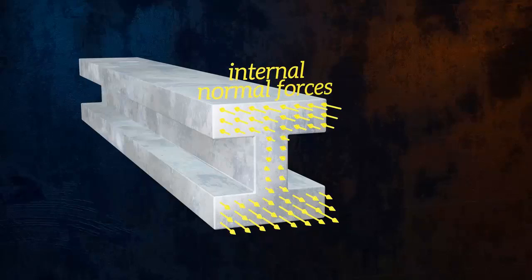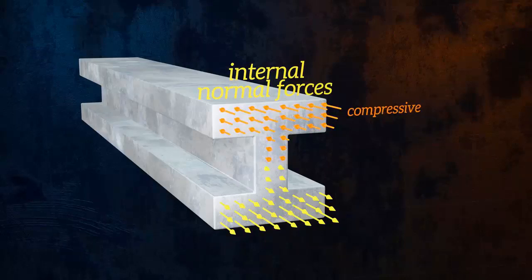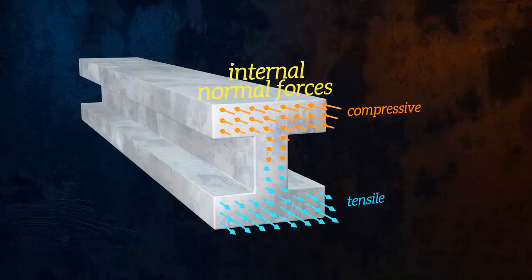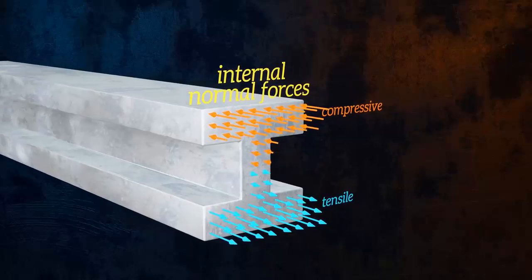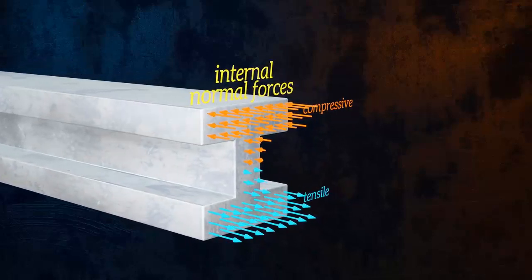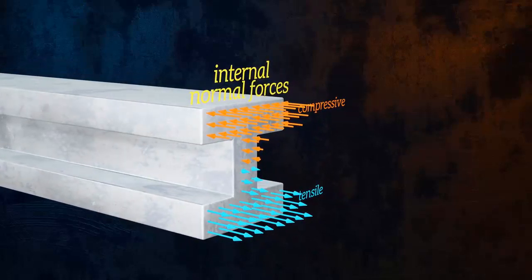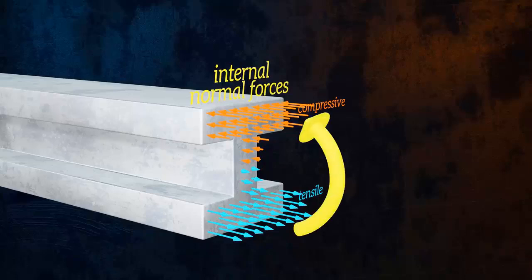If the beam is sagging, the top of the beam will get shorter, and so the normal forces in the top of the beam will be compressive. The bottom of the beam will get longer, and so the normal forces in the bottom of the beam will be tensile. Each of the tensile normal forces has a corresponding compressive force, which is equal in magnitude but opposite in direction. As such, these forces don't produce a net normal force, but they do produce a moment.